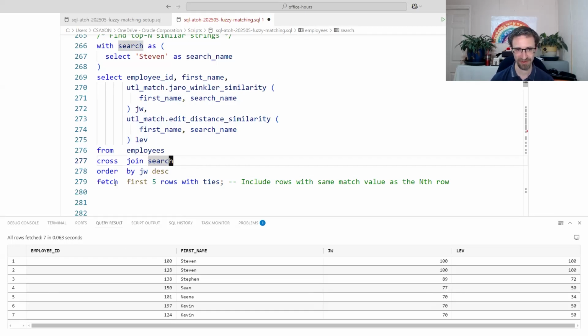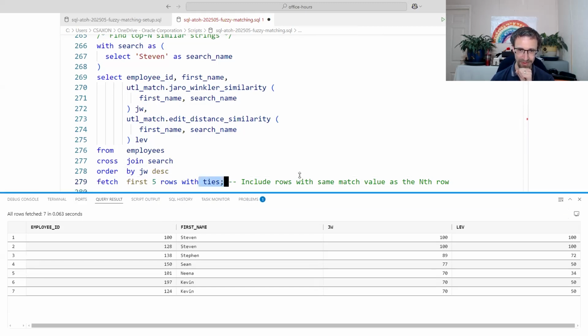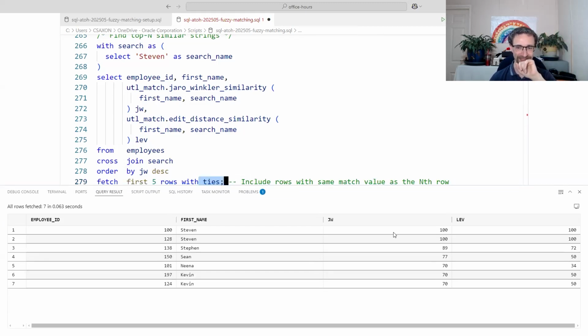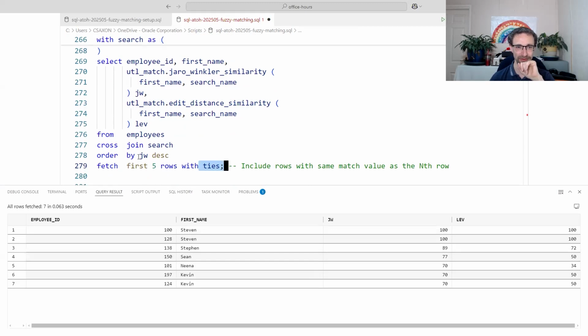And then we'll have some cutoff. So we've got the first 5 rows with ties. That's including the first 5 rows and everyone who's got the same value for JW, the Jaro-Winkler, as the 5th. So you can see these have all got 70. And so these all match reasonably. The Stevens are all top. Good. That's good. And we get Sean and Nina and some Kevins here.